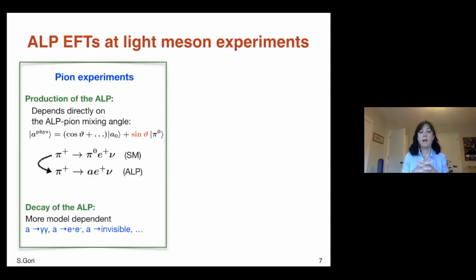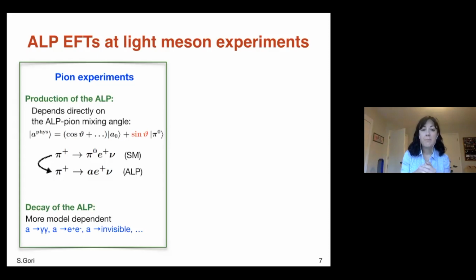Okay. Having said that, what are the light meson experiments that I will consider? On one side, as I already mentioned in my introduction, there will be pion experiments. The pion experiments that I will discuss are trying to probe the rare decays of the charged pions. As we know in the standard model, the charged pion decays, even if with a very small branching ratio, to a pi0, a positron, and a neutrino. Then, of course, if the pi0 mixes with an ALP, then the pi plus will decay also to an ALP, a positron, and a neutrino. And in this decay mode, the production of the ALP at these pion experiments will depend directly on the ALP-pion mixing angle. Okay. So producing the ALP at these experiments will directly probe the mixing angle that I was discussing at the previous slide.